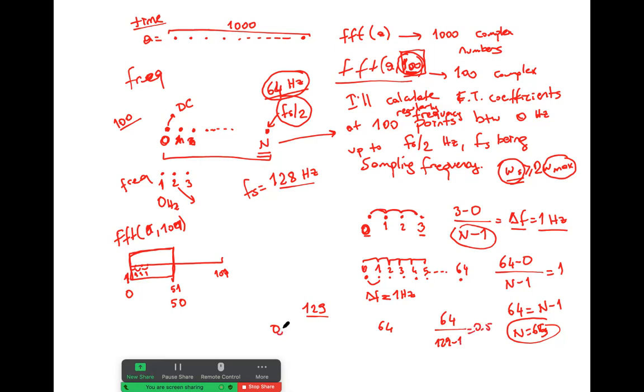So I will have 0.5, 1, 1.5, 2, and so on. So that I will have first frequency, second frequency, third, fourth, fifth, and so on. This will be 129. But for FFT, I will write twice of 128, plus 1 for the DC value.